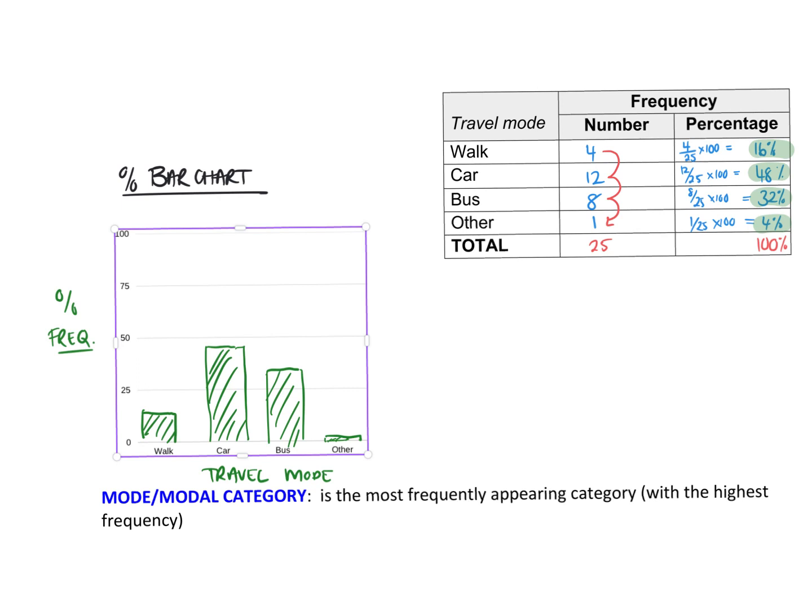It should look the same sort of shape as your original one, the one back on the other page. Once again, we should have the same modal category. The mode or modal category is the most frequent. So here, that's our modal category.